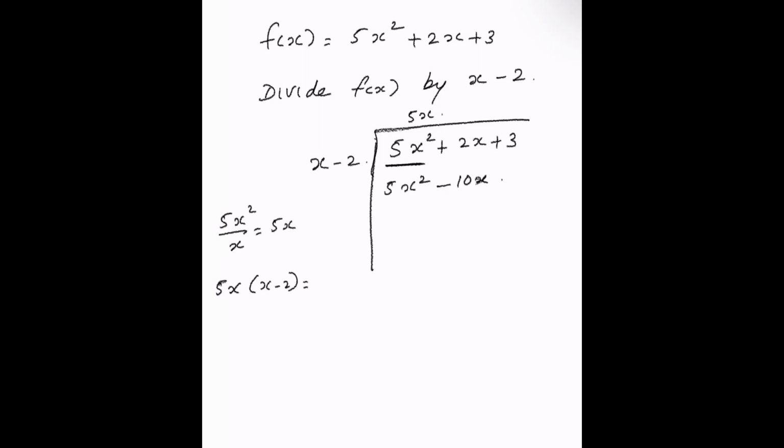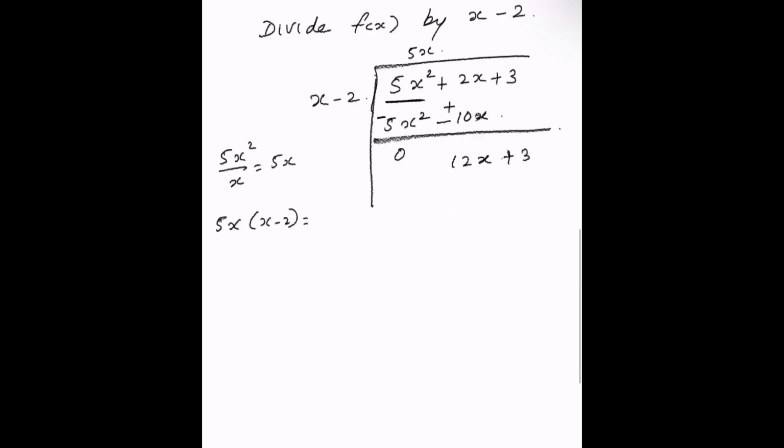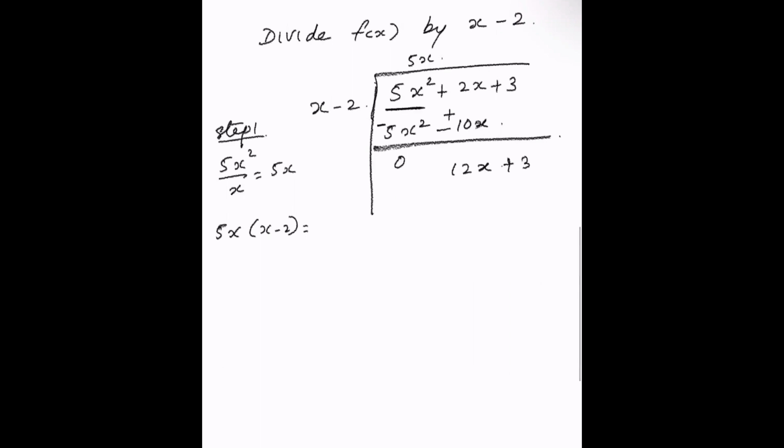So I'm getting 5x square minus 10x. Now subtract. It is normal division that I'm doing. When you subtract, this term becomes 0, the other term becomes 12x, and bring down 3, and that is plus 3. 12x plus 3. So this was my step 1 of division. Next is going to be step 2 of division. In step 2, 12x divided by x will give me 12, so I'm doing plus 12.